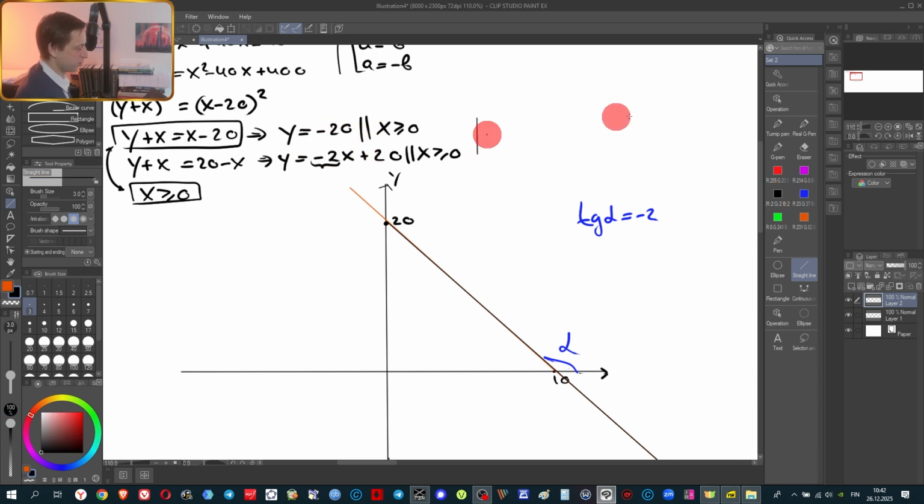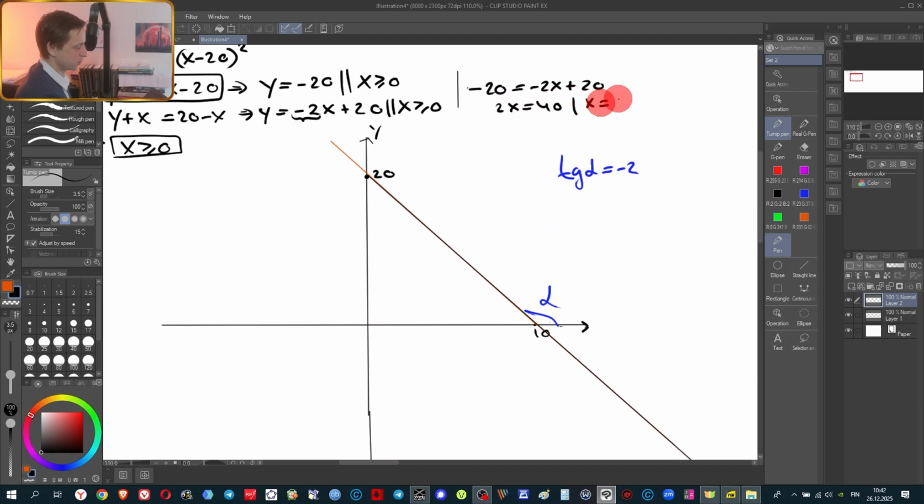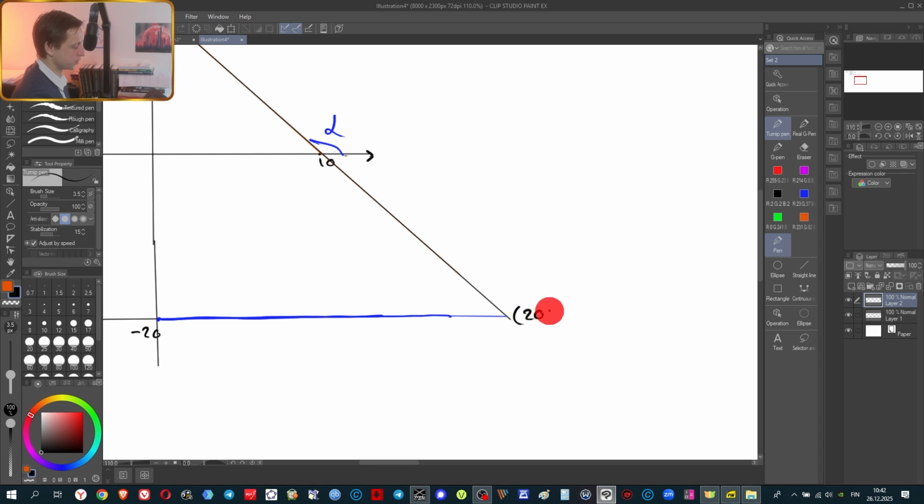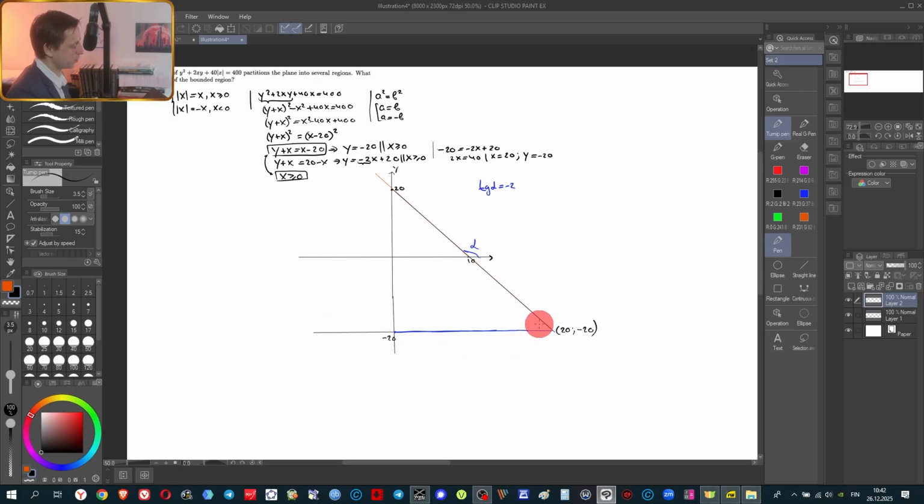So let's do it. Minus 20 equals minus 2x plus 20, and therefore 2x equals 40 and x equals 20. And what about the y coordinate? Maybe we will not need it, but let's get it. y equals minus 20. So this point of intersection has coordinates 20 for x and minus 20 for y. This is it. So here we have this line, this portion, and we found the point of intersection.